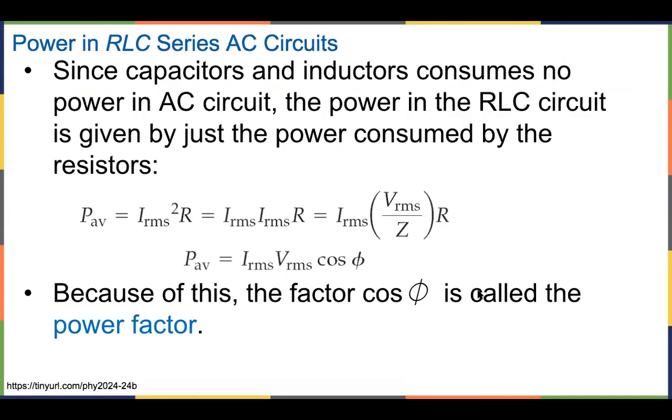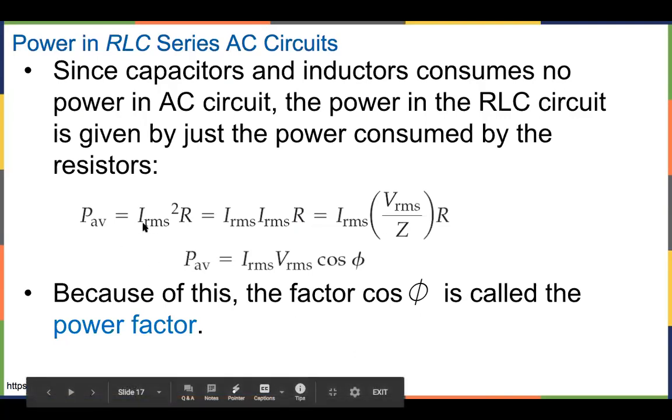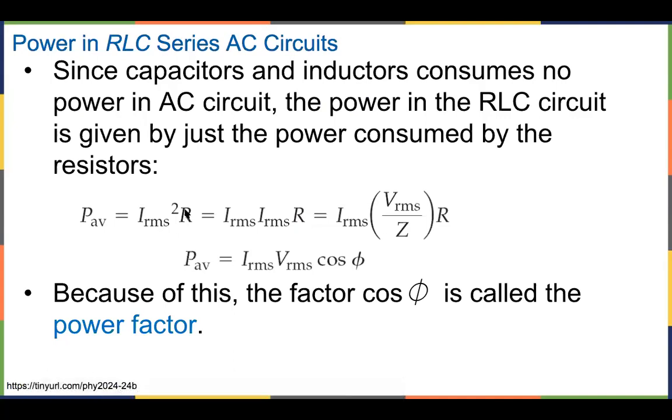So earlier I mentioned that the inductor doesn't consume any power in an AC circuit, and also a capacitor doesn't consume any power. The only element that consumes power is the resistor, okay? So for an RLC circuit, the power should come just from the power consumed by the resistor, which is equal to I squared, the root mean square quantity, times R. Now for I, you can express it in terms of V RMS divided by Z.